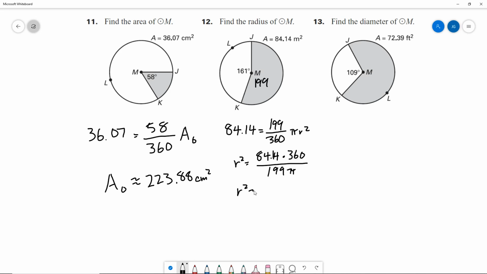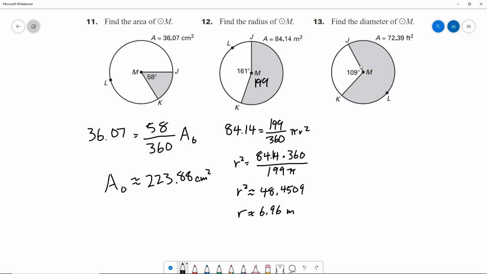Thus, r squared is going to be approximately 48.4509. That's going to give us a radius of around 6.96, and our unit here is meters. Our final problem asks us to find the diameter of the circle. So again, we're just going to find the radius and multiply by 2.